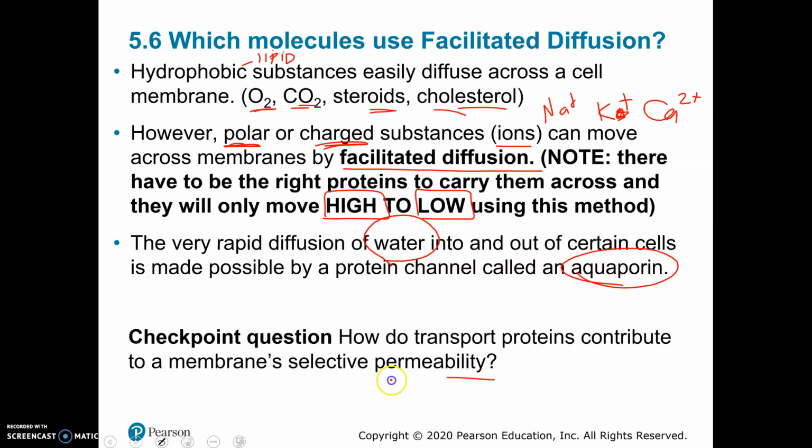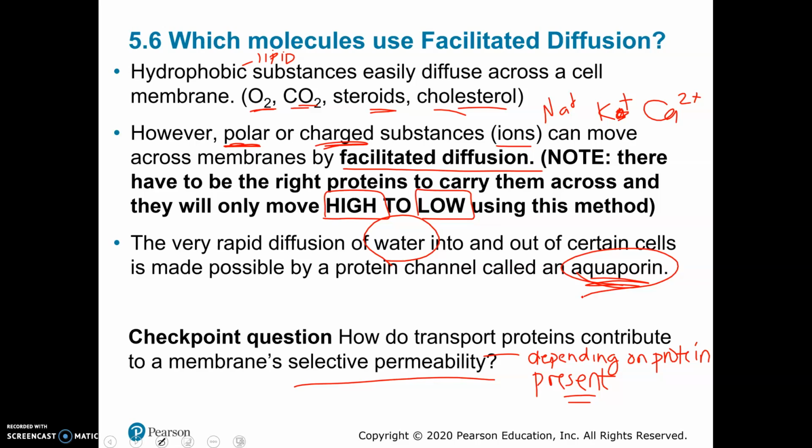So transport proteins, how do they make it selective? Because depending on which proteins you have and how many, that's going to determine what can and can't get in and out of a cell. So if a cell has more aquaporins, for example, it can transport more water. If a cell is missing a sodium protein to carry in sodium, then that cell will be impermeable to it. So every cell, depending on what proteins are in the membrane of that cell, that will determine what things can and can't pass.